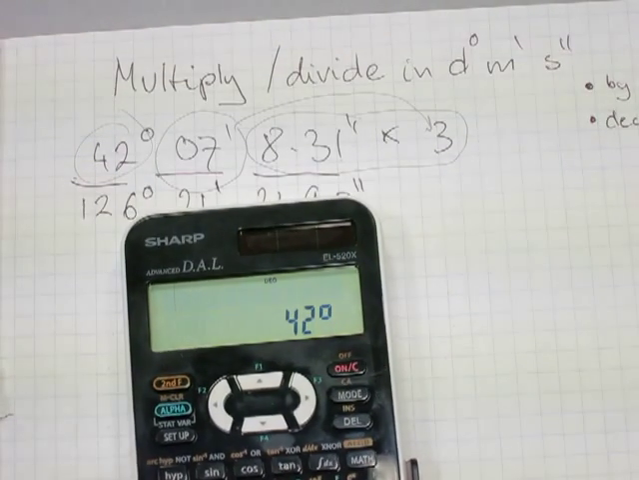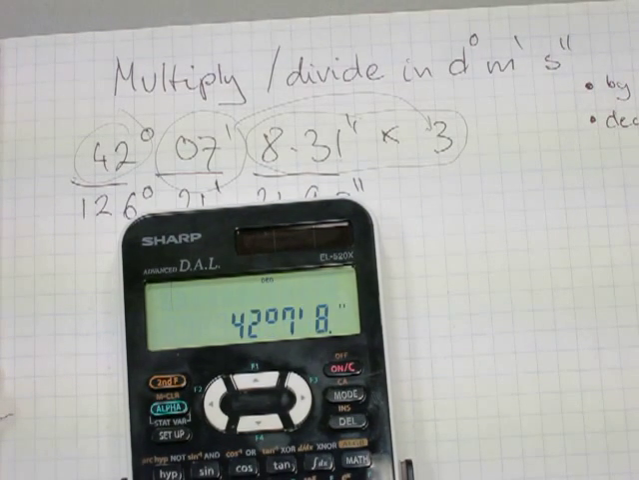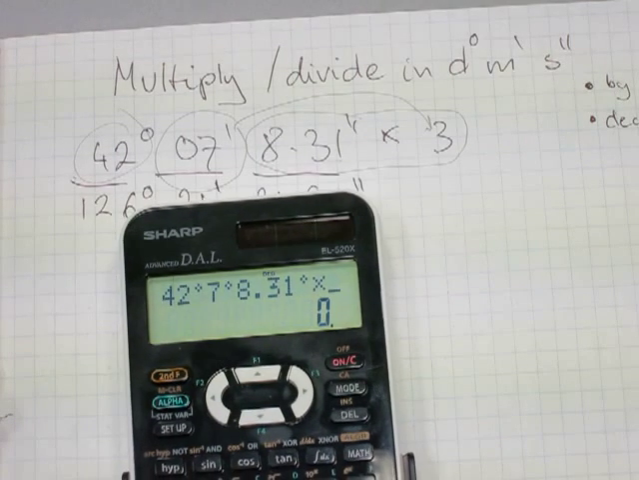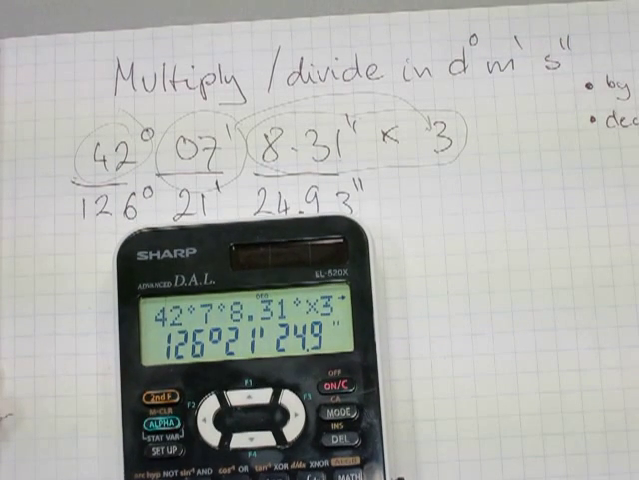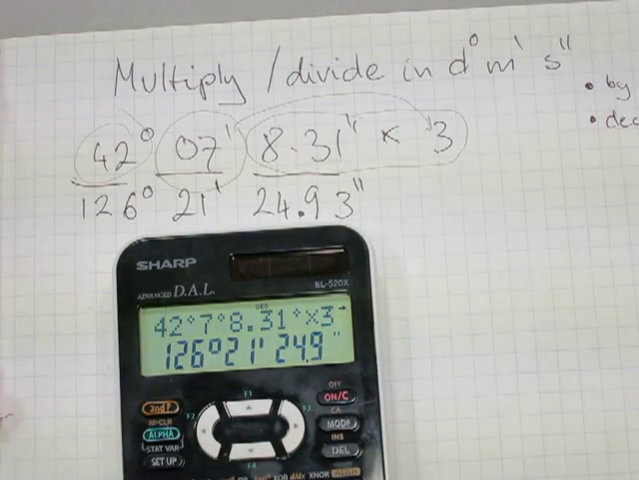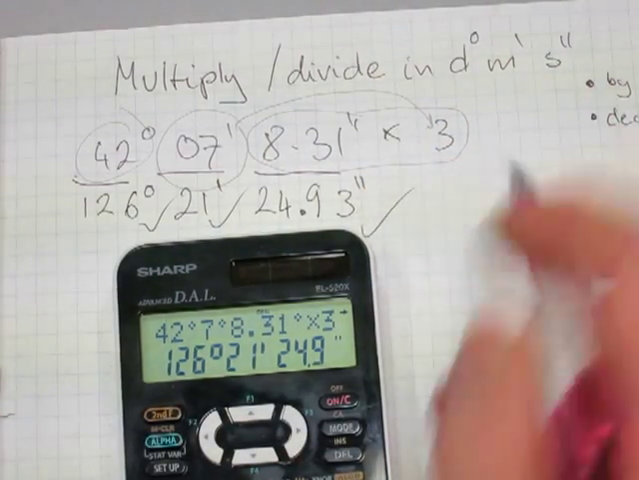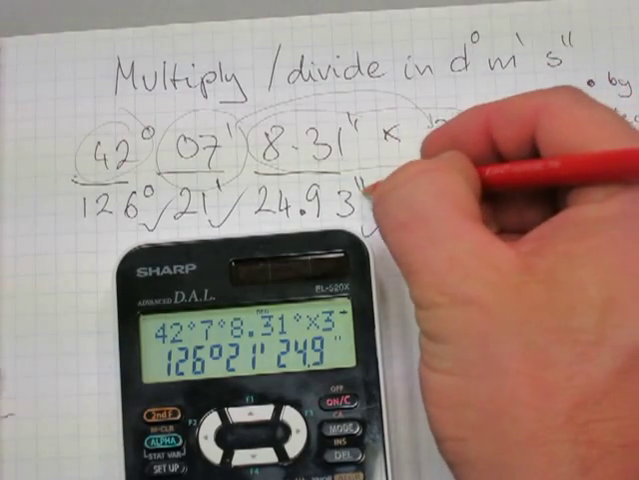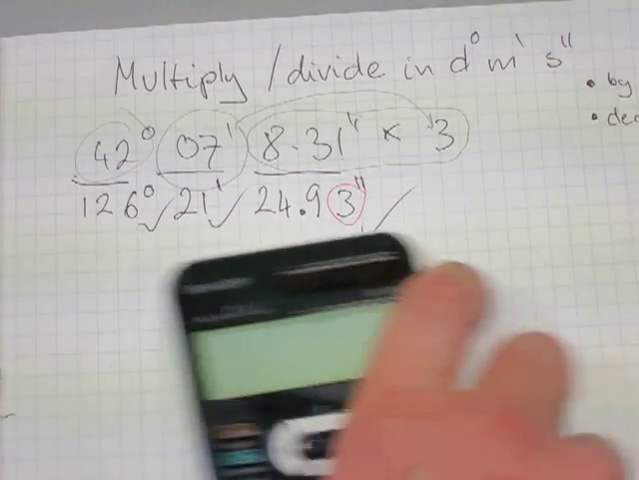42 degrees, 7 minutes, 8.31 seconds multiplied by 3, and the moment of truth, equals 126, 21, 24.9. Very good. Everything checks out here. That one, and that one. Now we have one extra digit, the 300th of a second, that the calculator doesn't have because it doesn't fit the display, and the calculator just rounds down. That's pretty good from a calculator.